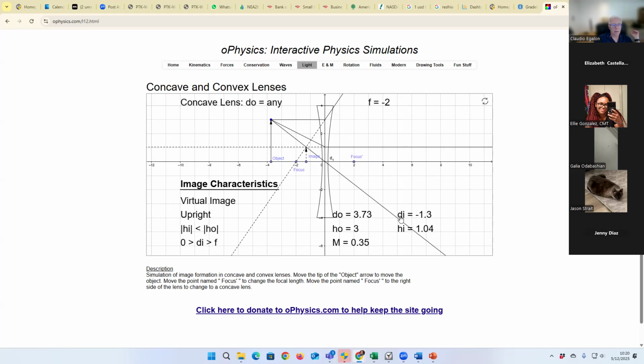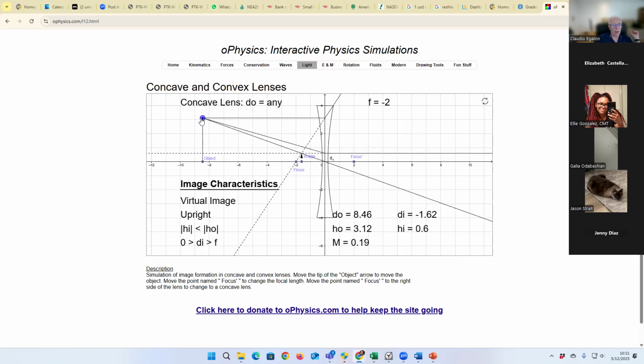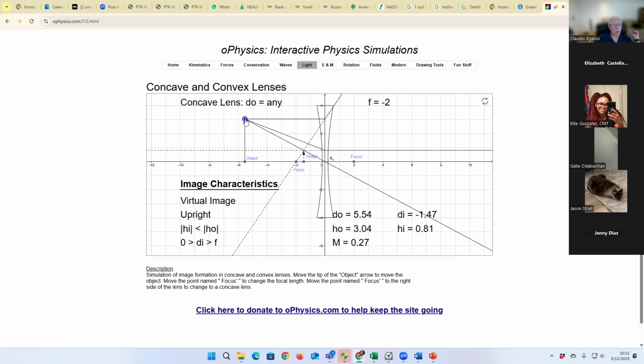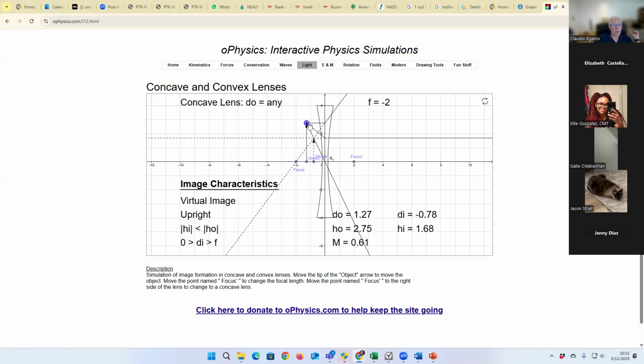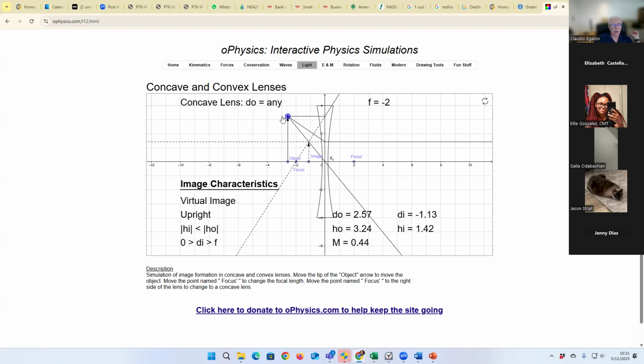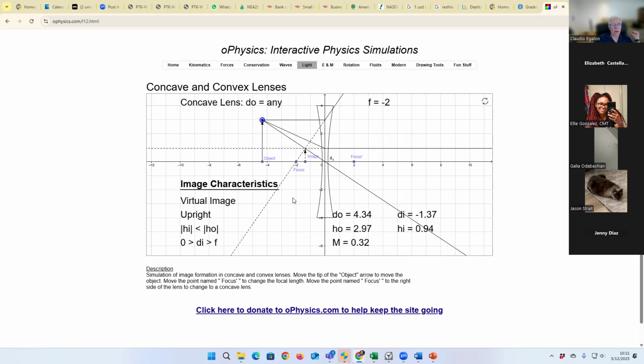The distance of the image is a negative number. It means that it's going to be sitting on the same side as the object. The height is positive. It means that the image is upright. As I move away, the image gets smaller and smaller. As I get closer and closer, the image gets larger and larger. It all comes from that equation that I spelled out before.